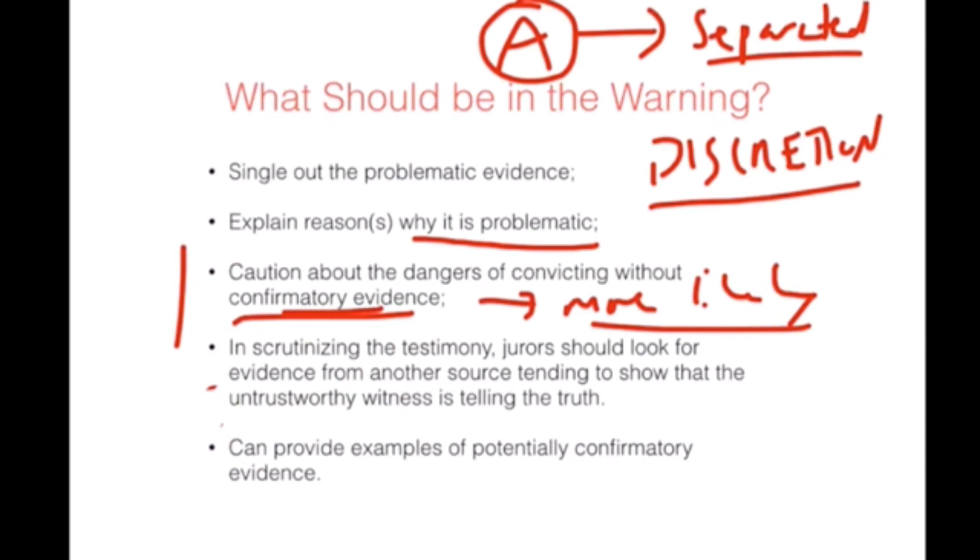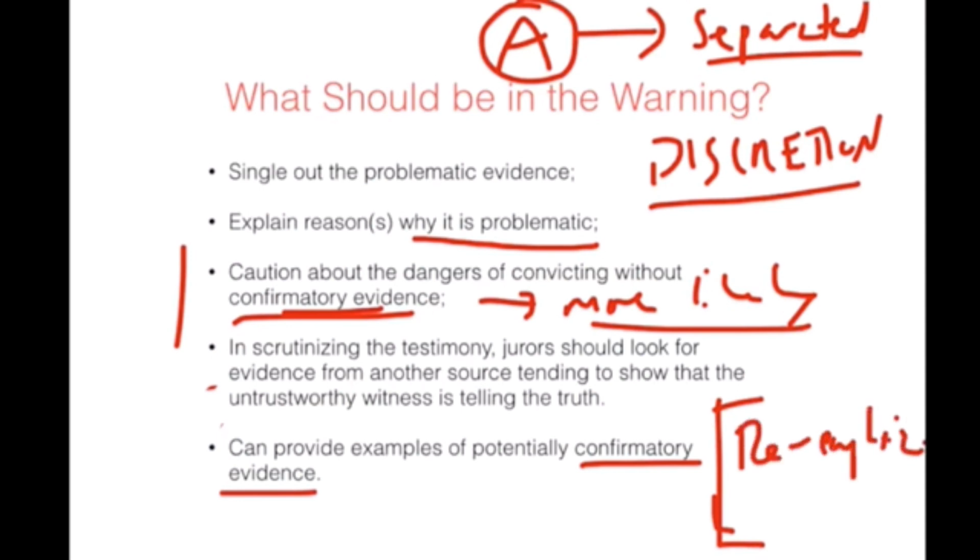And finally, the judge can provide examples of potentially confirmatory evidence. They can't tell jurors that this does confirm, but they can provide a list. This is another controversial area because defense counsel are often worried that this re-emphasizes why the accused is guilty. So there's a worry about this list of potentially confirmatory evidence, but there's no question that judges should, they don't absolutely have to, but should provide examples of potentially confirmatory evidence which the jury can find confirms or not.